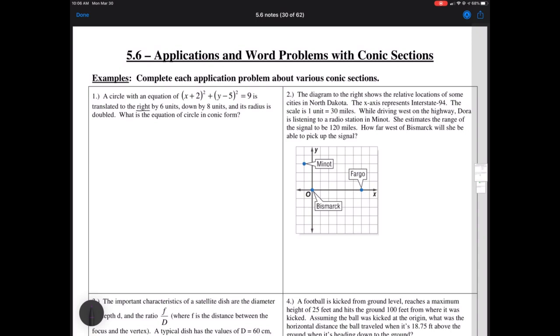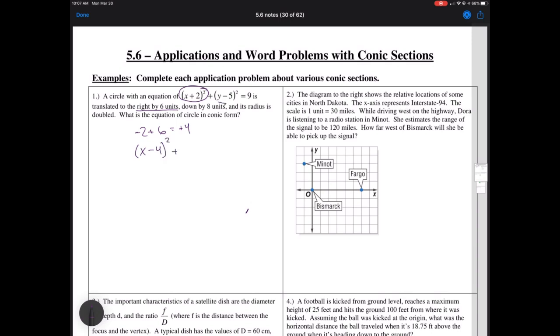Well, if we want to take this equation right 6 units, looking at our equation, the x's control moving left or right. Our center point here would be at −2. So if we move to the right, that means we're going to add 6 to that. And that means this is going to become a positive 4. So I would put it into my equation as x − 4.